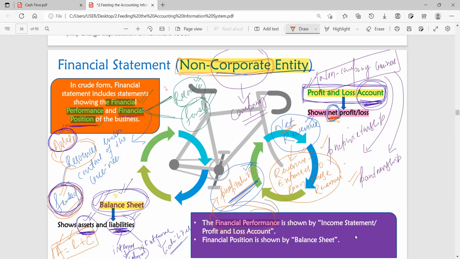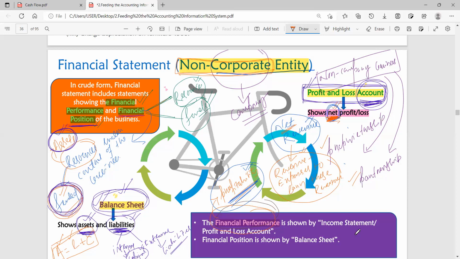And the business should be appreciated, or should be called as doing well, if it is really earning higher profit. If it is earning higher profit, we call it as making higher net profit.